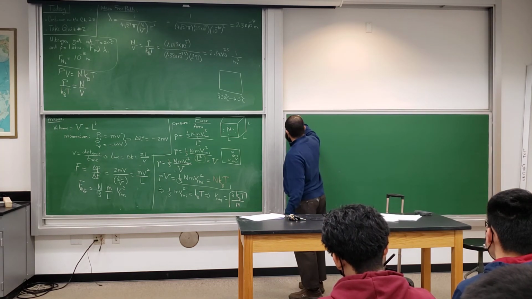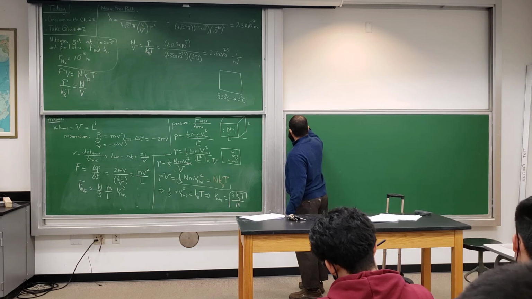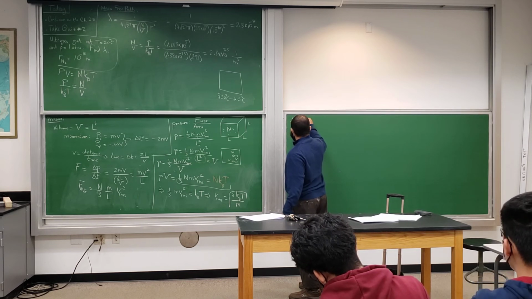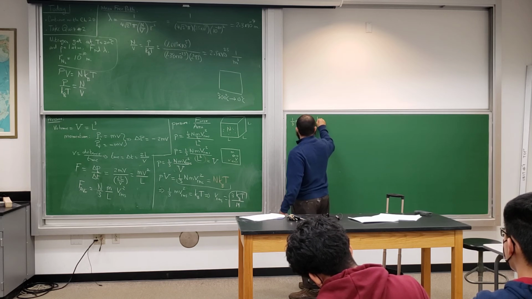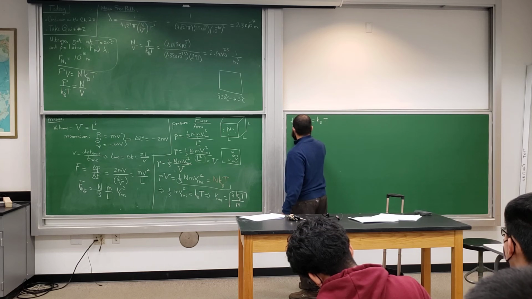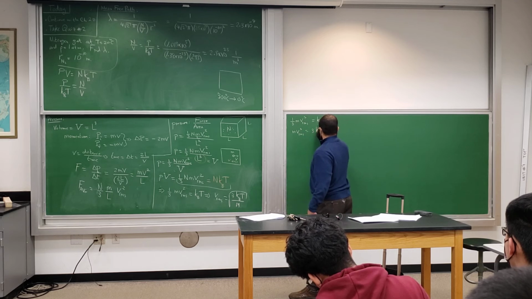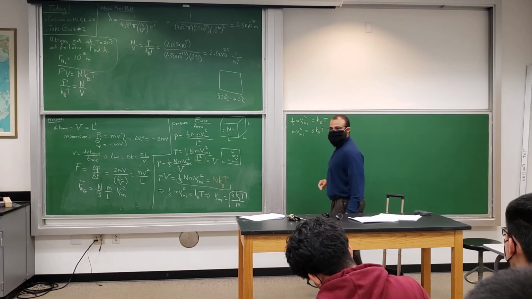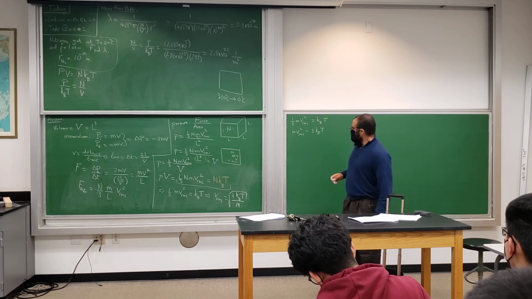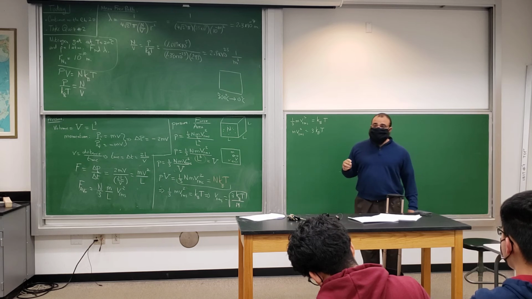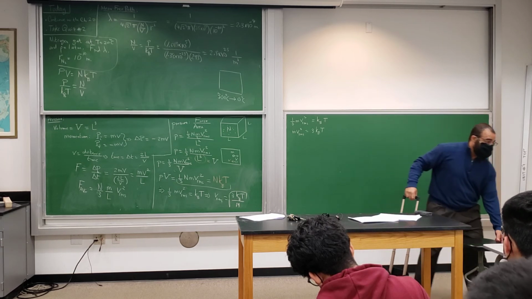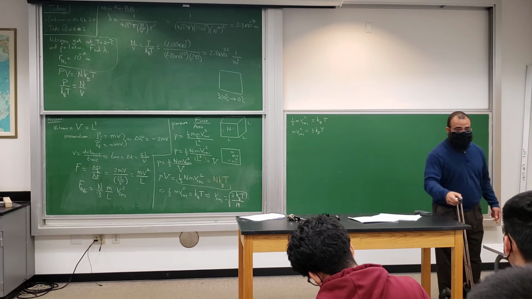So I have 1/3 m v RMS squared equal to k_B times T. That means m v RMS squared is equal to 3 k_B T. Okay. Now we said m v squared reminds us of the kinetic energy. It's only missing the 1/2.